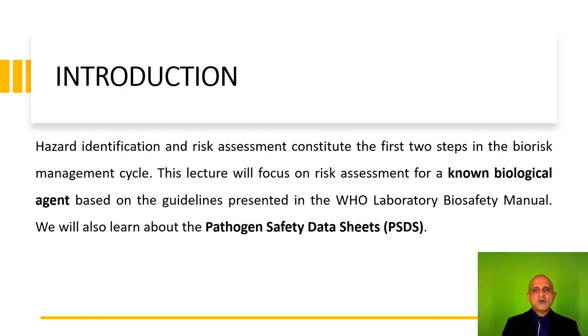My earlier lectures focused on the AMP cycle, which is the risk assessment, risk mitigation, and performance assessment cycle. During the process of risk assessment, we commence with hazard identification. However, we also need specific guidelines. With this in mind, I have delved into the WHO Laboratory Biosafety Manual in an earlier lecture. And in this lecture, we will be delving into the pathogen safety data sheets, which is a very useful document for biorisk managers.